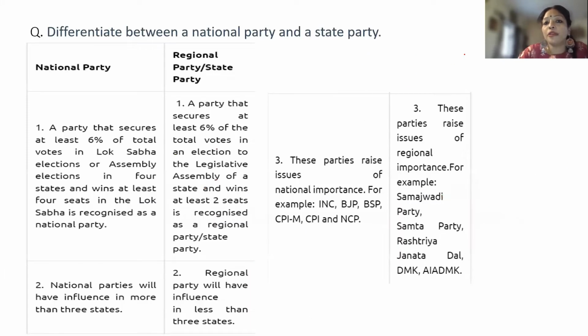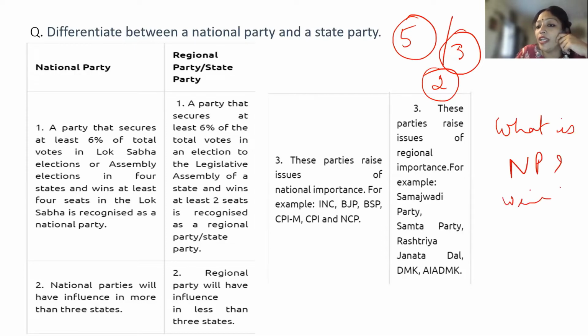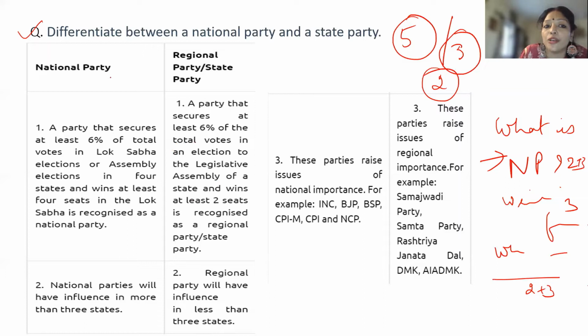The next one, differentiate between national party and state party. The question can come for 5 marks, for 3 marks, or for 2 marks. One of the important questions. If the question comes for 2 marks, how are they going to ask it? They can ask what is a national party, any 3 features of a national party. Or they can ask what are state parties, write their characteristics or features, again 2 plus 3. Or they can ask how national parties are different from state parties, a 3 marks question. So you can see how many questions can be formed from one question. Let's move on to the difference between national party and state party.